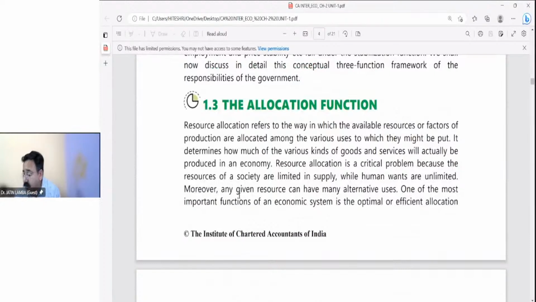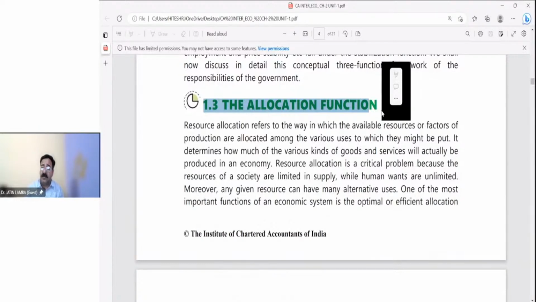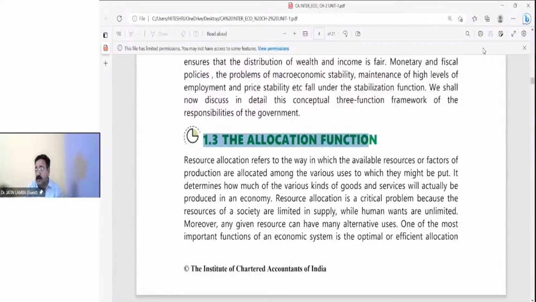Yes, MCQs and subjective, both objective and subjective will be there, right? Now the first function is the allocation function. So we will continue from this function. These three functions we have to cover in this unit. The first function is the allocation function, the second is the redistribution function, and the third is the stabilization function. We will continue from the allocation function in the next session.